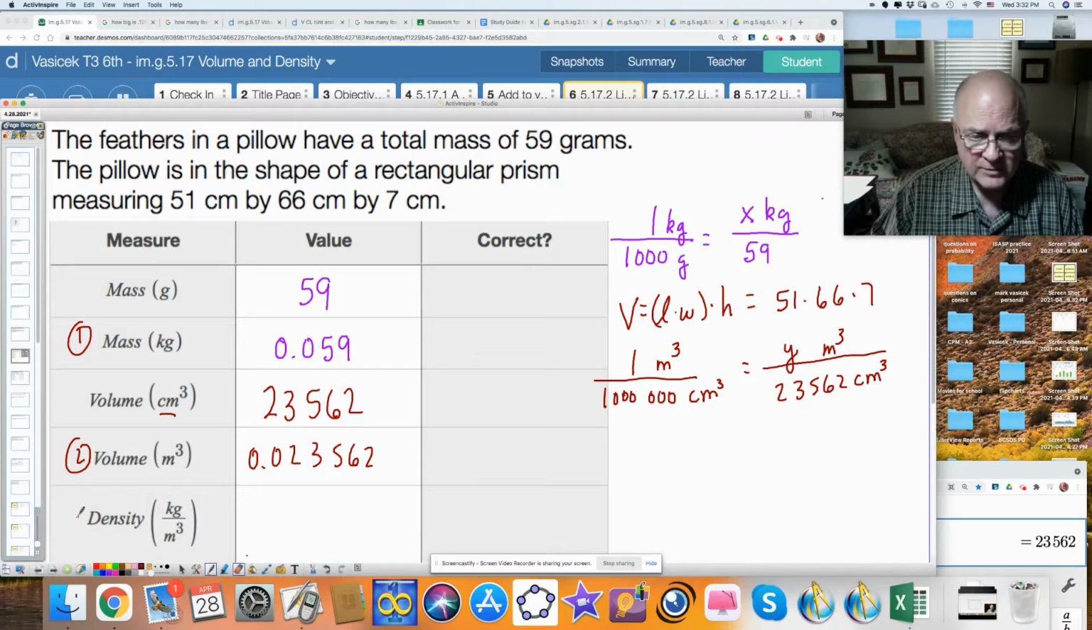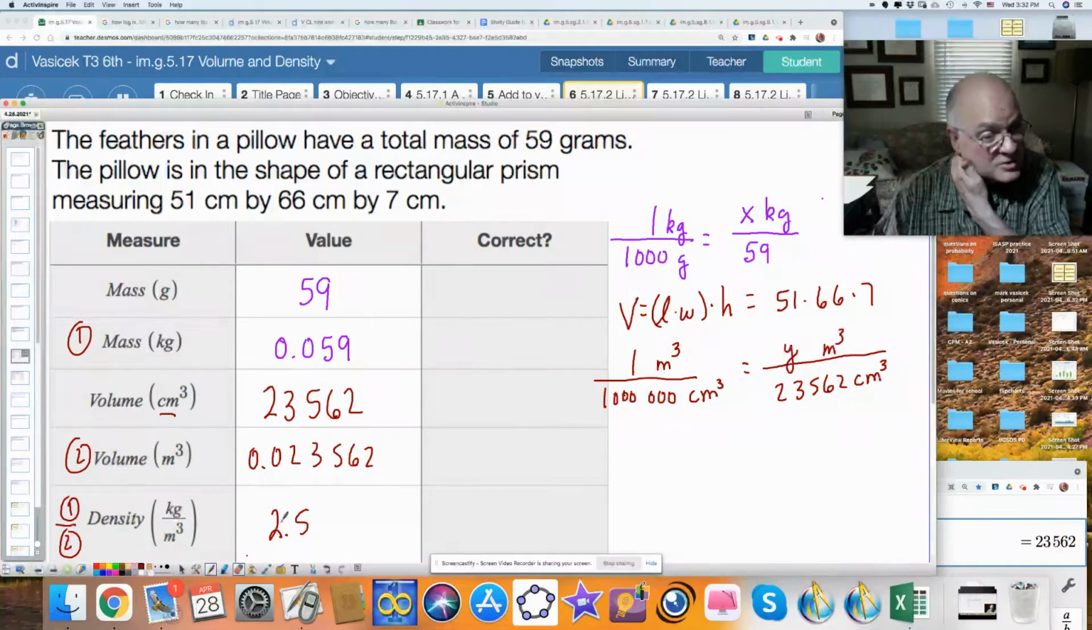So take your mass and you divide it by the volume. We're using kilograms per meters cubed. And when you do this calculation, you end up with about 2.5. So my density of feathers is about 2.5 kilograms per cubic meter.